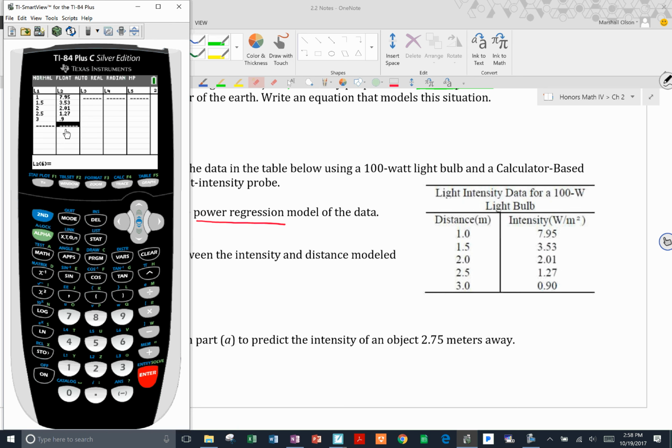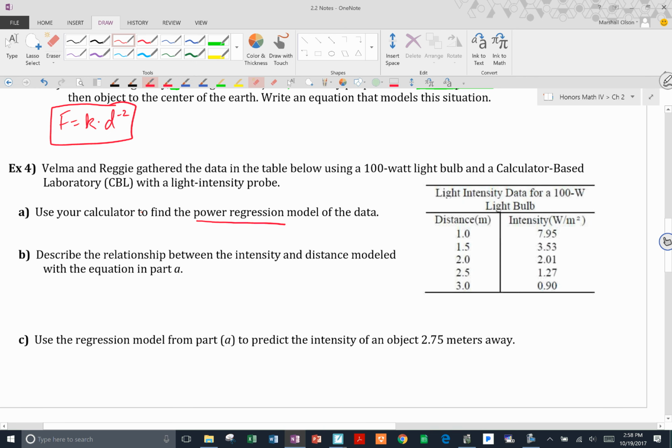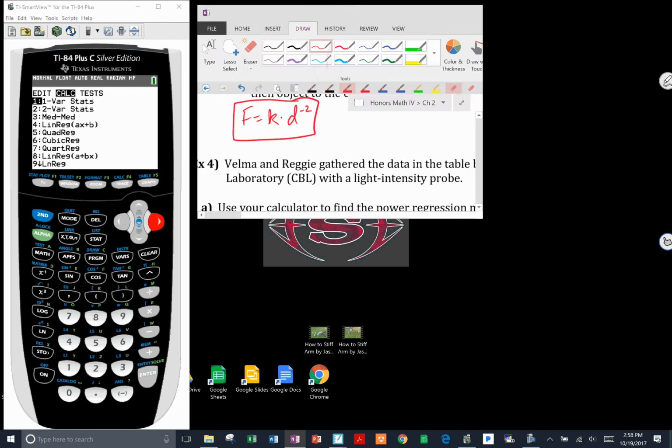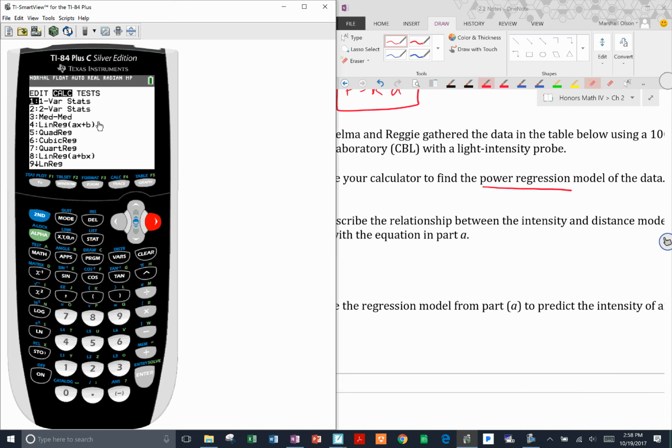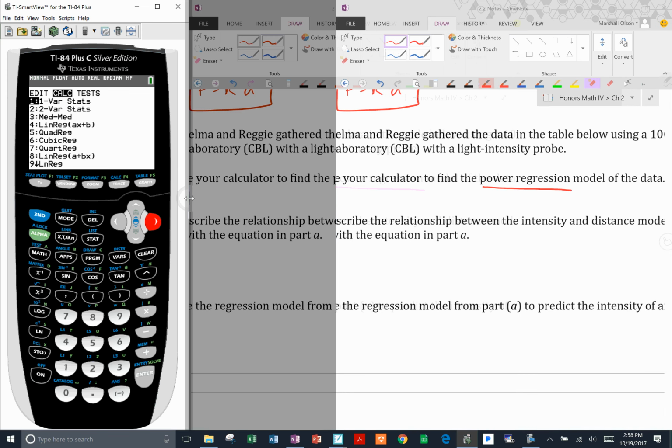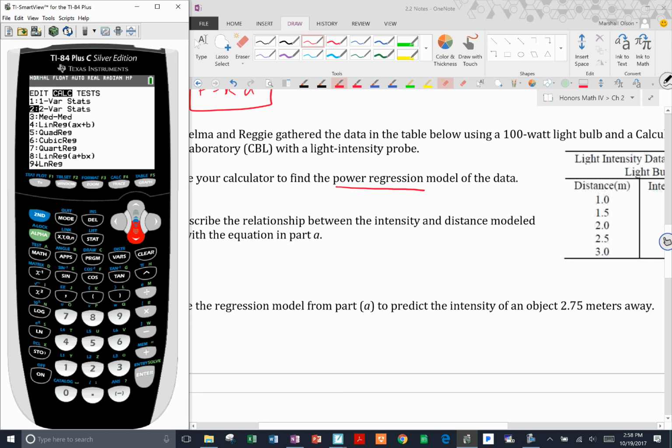Normally I'd look at a scatter plot. They're just telling us to do power regression, so let's go ahead and do that. So we want number, I think it's 0. Let's go down and find out for sure. Oh, nope, that's exponential. We want A there, power regression. List 1, list 2, you know the drill.